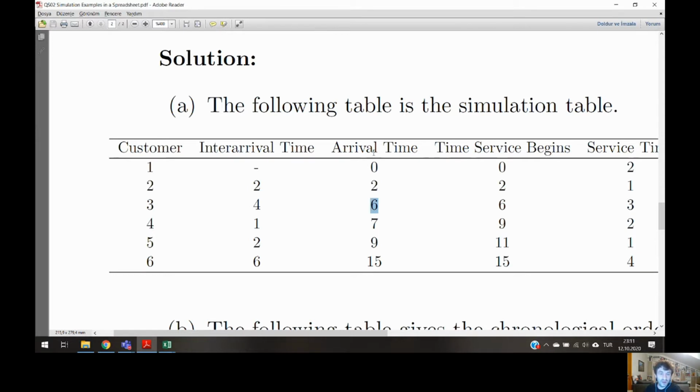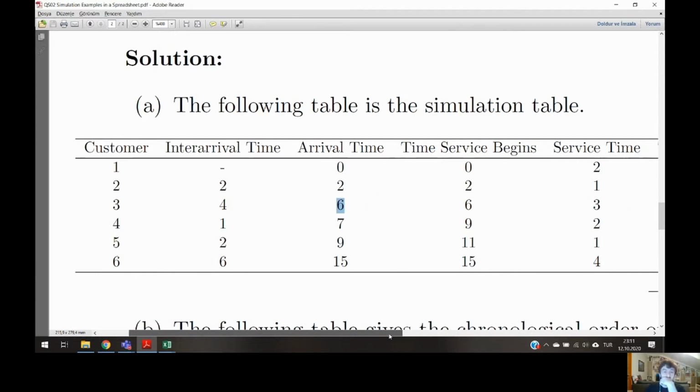So basically, we are calculating the arrival times by taking the cumulative sum of the inter-arrival time column, right? So 6 plus 1, 7. 7 plus 2, 9. 9 plus 6, 15. By that, we understand that the 6th customer is going to arrive at the end of the 15th minute of this system.